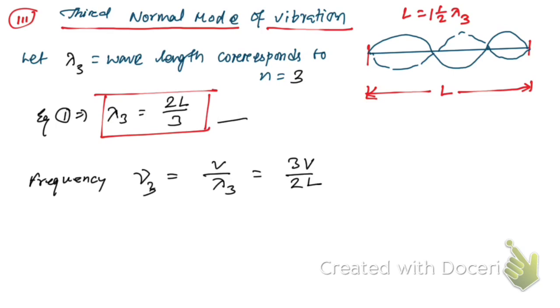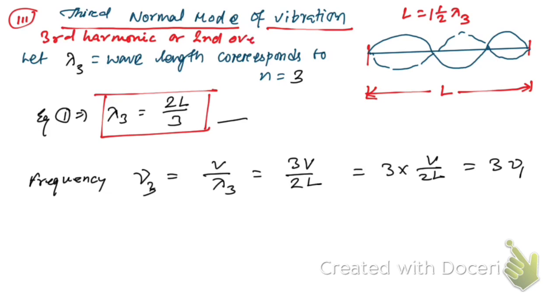Hope you have understood this. So this can be written this way: 3 times v by 2L, and v by 2L is nothing but nu 1, so it's going to be 3 nu 1. So this is known as the third harmonic. The third normal mode is also known as the third harmonic, or second overtone, right? So hope you have understood this.